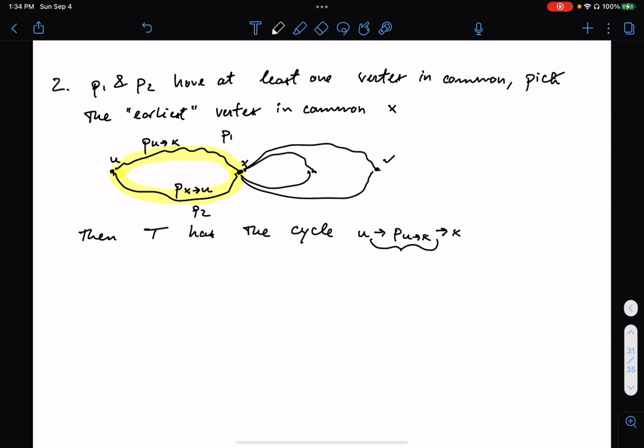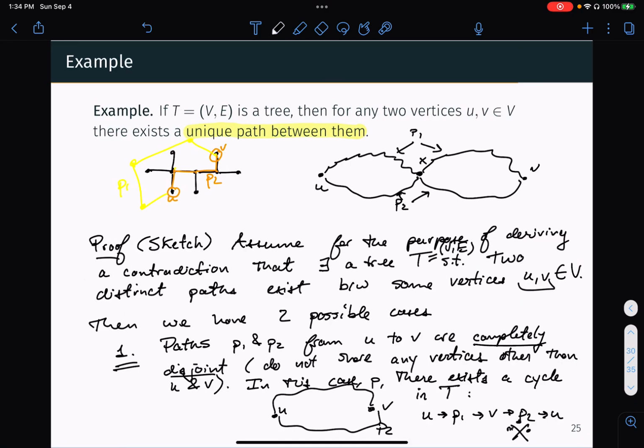I'm just writing a more compact notation of the sequence of edges. That's what I meant by this being more of a sketch. I could have much more proper notation. Then from X, I use the subpath of P2, and then I go back to U. So T has this cycle, which is a contradiction because I know that T is acyclic, so it cannot have a cycle. Okay, so therefore, I've shown both cases.